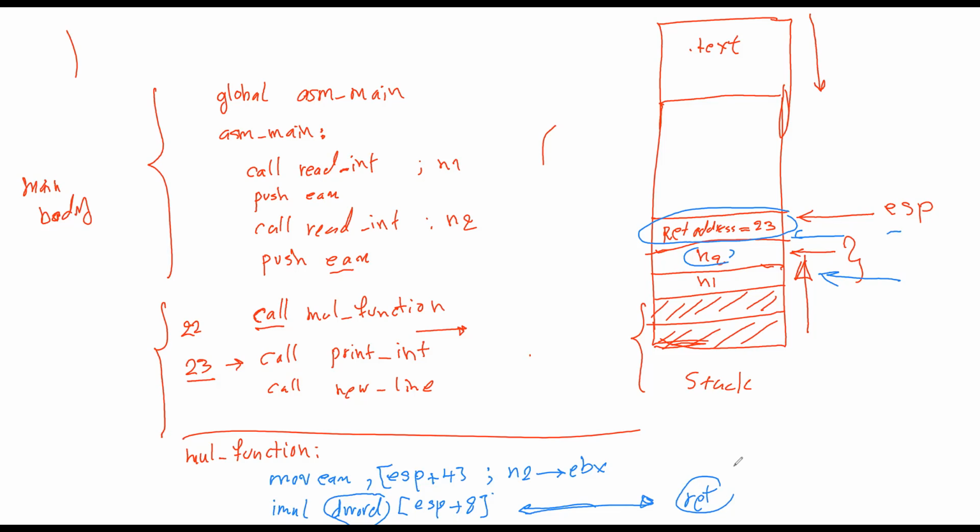To line 23. Exactly. So we go back to line 23, and in here we call print integer. It's going to print out the value of the EAX register, which is the multiplication value. So if we go back to line 23, what happened to the stack? The return address was popped. Exactly. So the return address is popped. It means that it gets removed from the stack, and now the ESP pointer basically points to the N2 location.